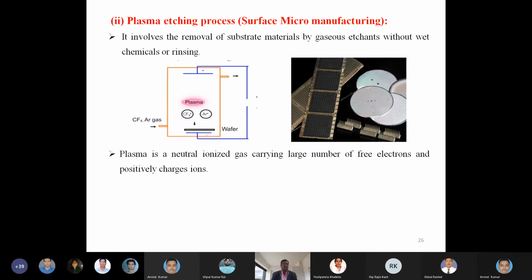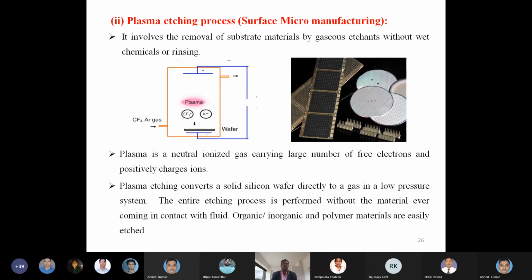Surface micro manufacturing systems involve the removal of substrate material in the form of gaseous etchants, without wet chemicals. There is no wetness, because in bulk manufacturing we use etchants, where the substrates are subjected to wet chemicals, but here it is only gases. The plasma is used as a neutralizing agent, and it carries the free electrons separated from the positively charged ions.